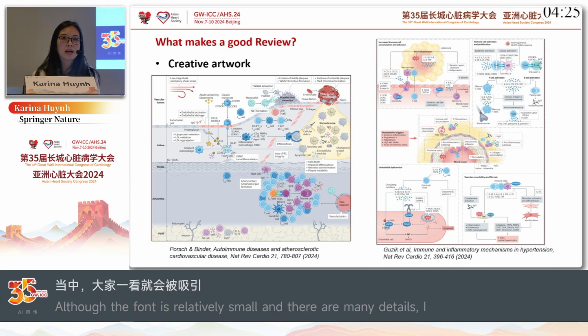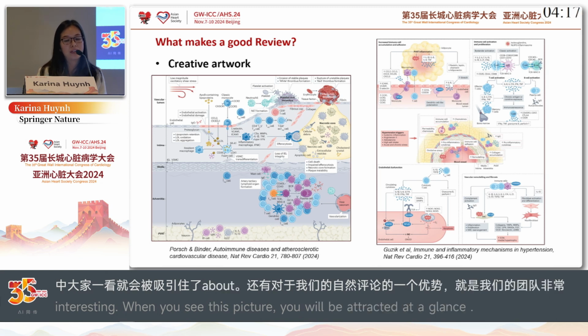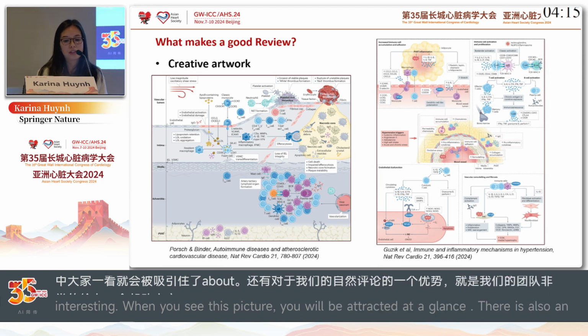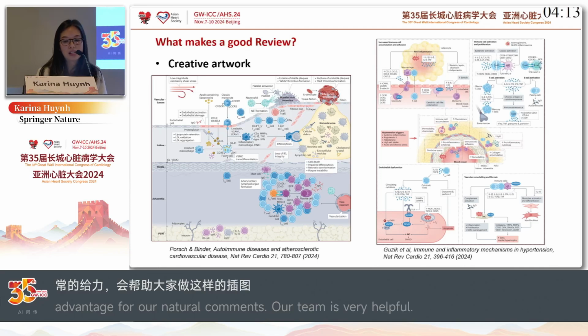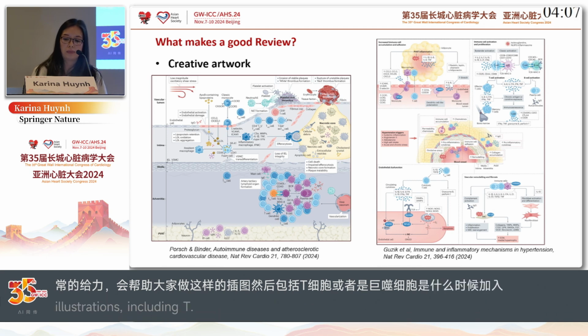One really nice thing about the Nature Reviews portfolio is that because they all share the same art department team, no matter what Nature Reviews journal you open, you'd see that the style is the same. You'd see that the way the T cells are drawn is the same, or the macrophages are drawn the same. And I think this consistency really helps improve the quality of the figures as well.